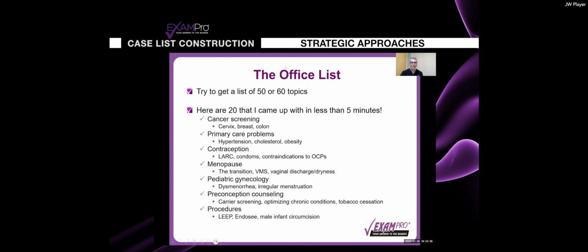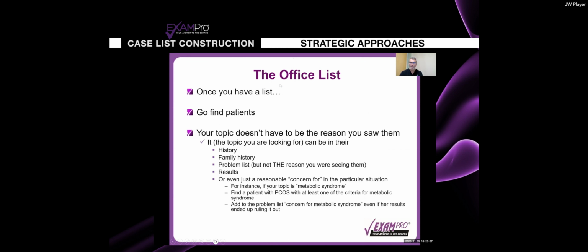So going to the next slide, once you have your list of topics, 50 to 60 ideally, then go find the patients. Your topic that you want to talk about does not have to be the reason that you saw the patient. And this is important for a couple reasons.